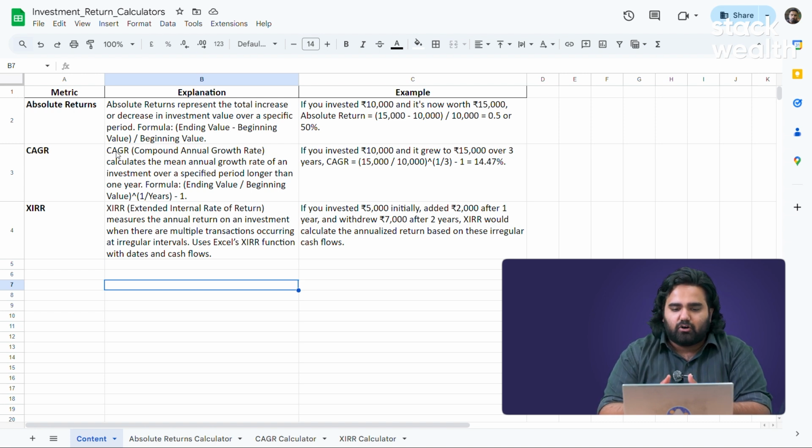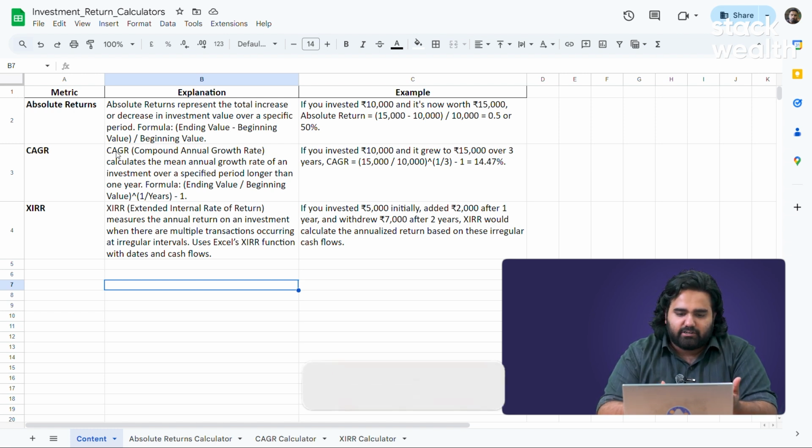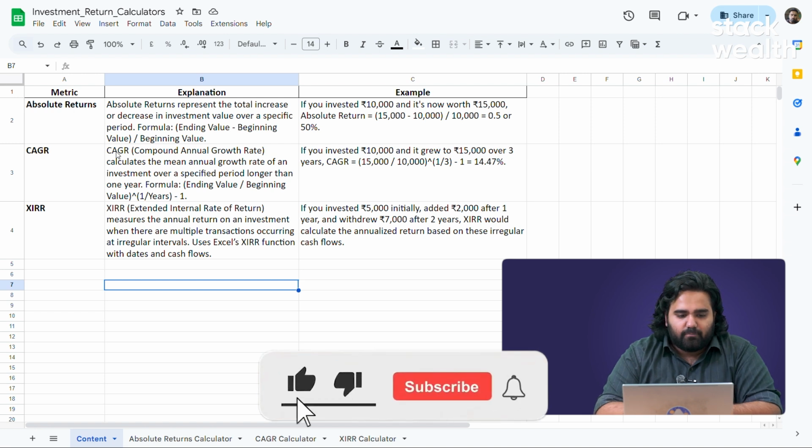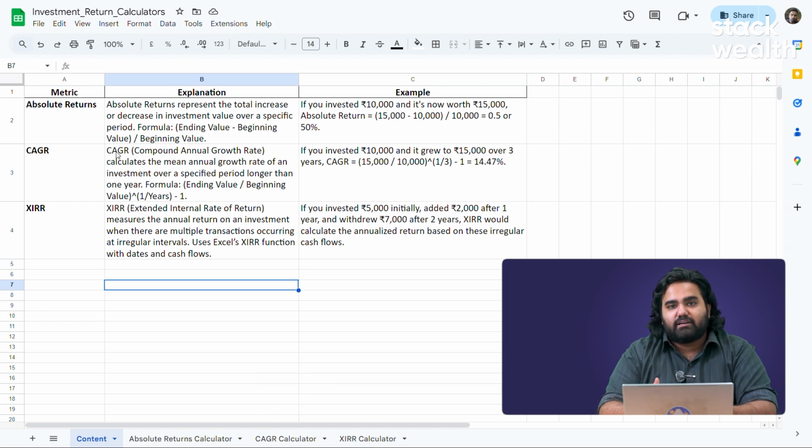In that case, your absolute return is 20%. Or as you can see, we have an example right here. If you invested 10,000 and now it's 15,000, the absolute return is around 50%. So that is great, but that doesn't give you the picture of how much your investment grew on a yearly basis. So when you want to know how much your investment grew on a yearly basis, you go for CAGR.